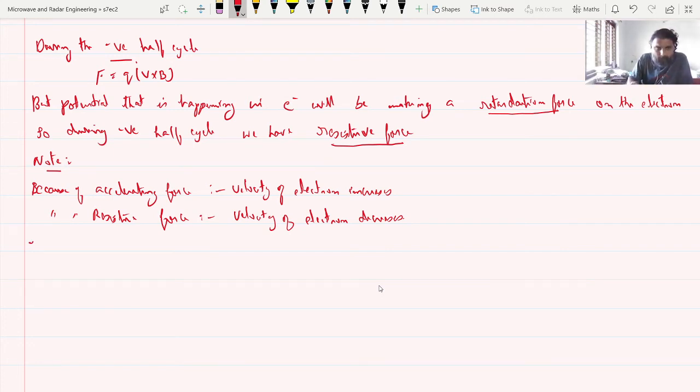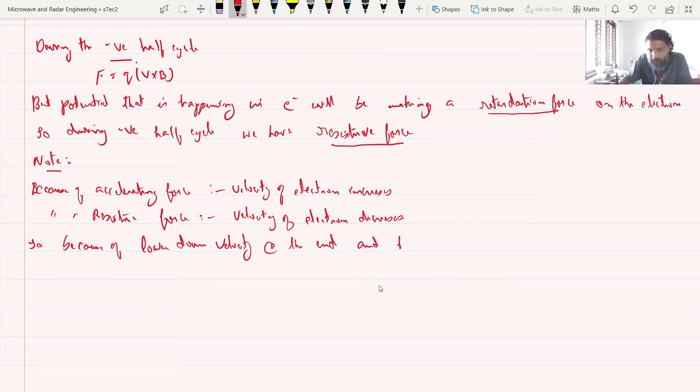So because of the lowered velocity at the end, and hence, I will write, and you also write the same thing: at the end, hence the bunching occurs. So what happens?